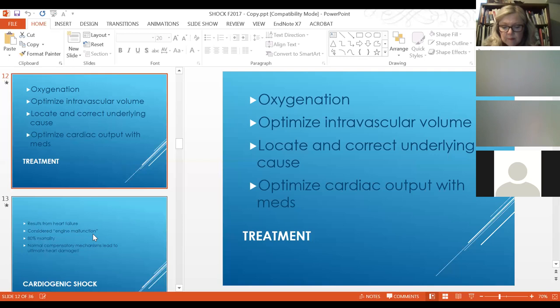What else do I want? I think you'll hear the term colloids. Crystalloids are normal saline, Ringer's lactate, large salt crystals pulling all the fluid into the intravascular system. We used to use colloids, which would help to push the fluid back in because of the way they worked at the capillary level. The new evidence shows that that's not really as beneficial and can sometimes be detrimental. So we definitely use crystalloids, and not as often do we use colloids.